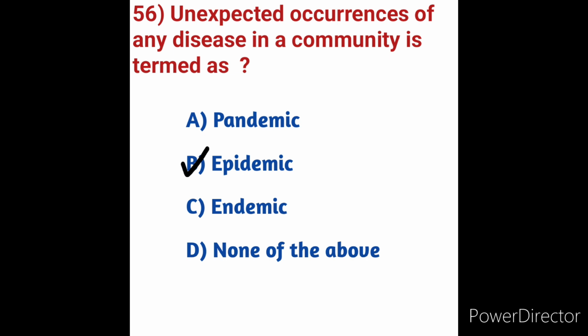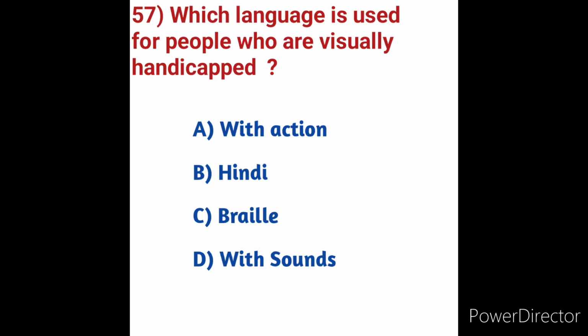Next we will move on to question number 57. Which language is used for people who are visually handicapped? So here in the community we have a visually handicapped client. How will we communicate with them? Here we will see the options. Option A, with actions. Option B, Hindi. Option C, Braille. Option D, with sounds. The most popular resource for visually challenged persons is the Braille script.